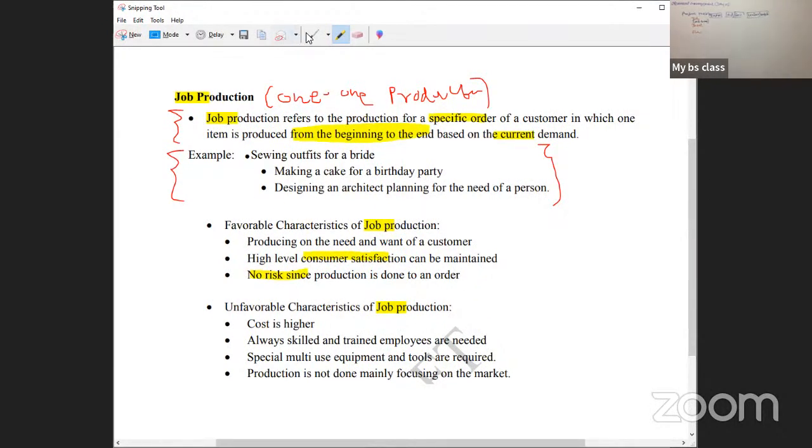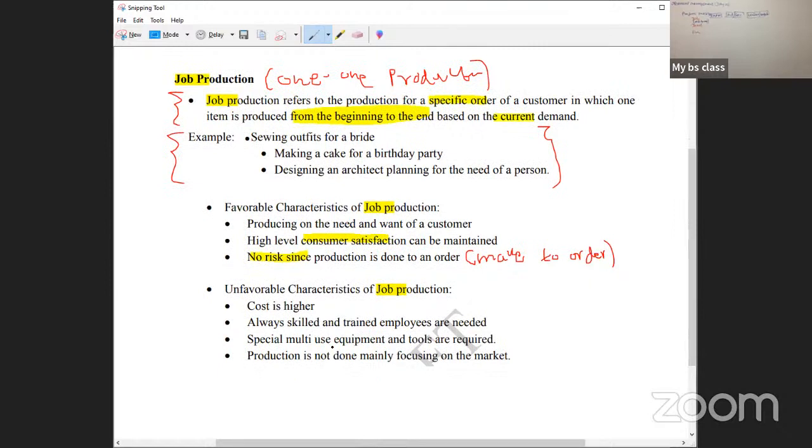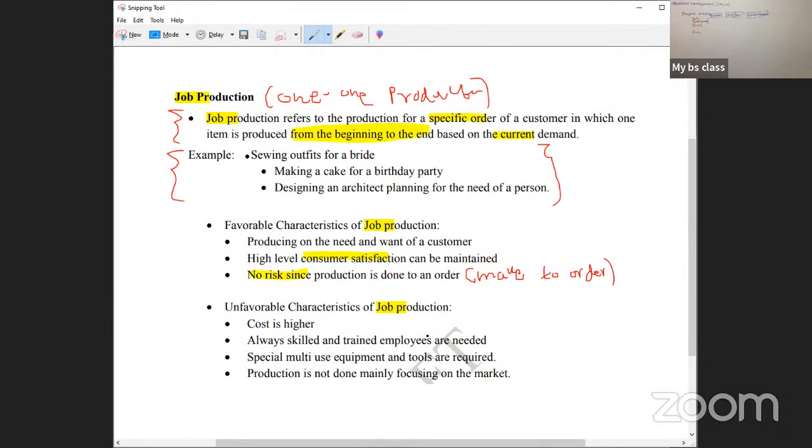Within brackets, we discuss that point. Make to order. The concept of make to order. Make to order, right? Great.